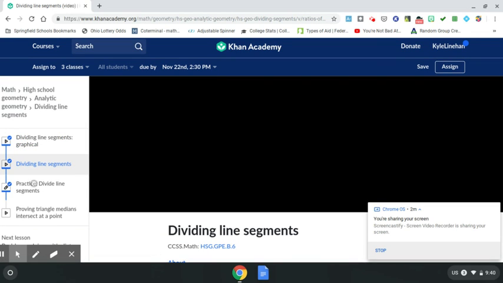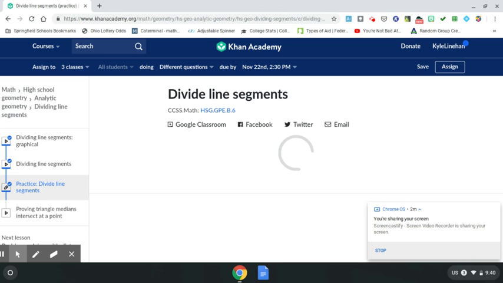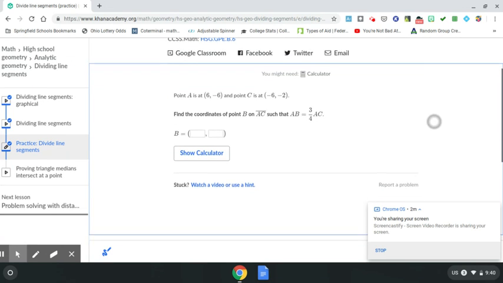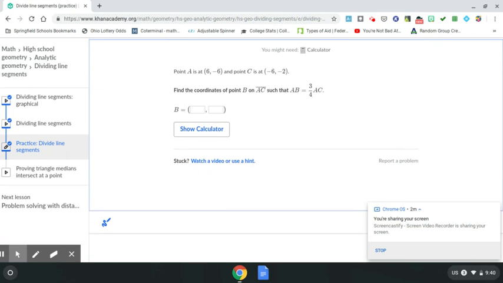Okay, let's do one more with my time that I have here. All right, so point A is at 6, -6. Point C is at -6, -2. Find the coordinates of B on AC such that AB is 3/4 of AC.